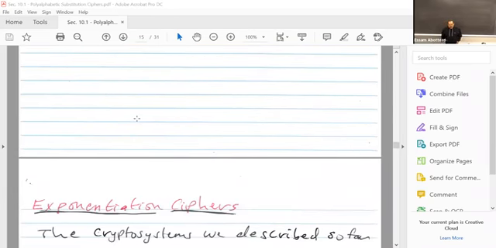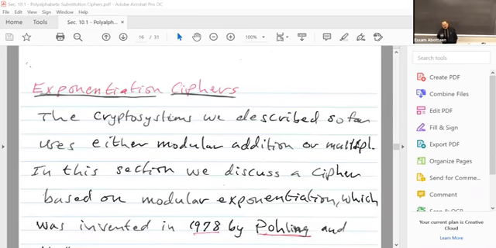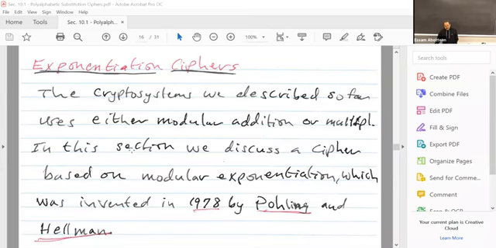All right, so far, the crypto systems that we discussed in one form or another use modular arithmetic, meaning either modular addition or modular multiplication. In the 1970s, mathematicians looked at using modular exponentiation, and came up with a family of ciphers called exponentiation ciphers. The first type of exponentiation cipher was invented in 1978 by Pohlig and Hellman.